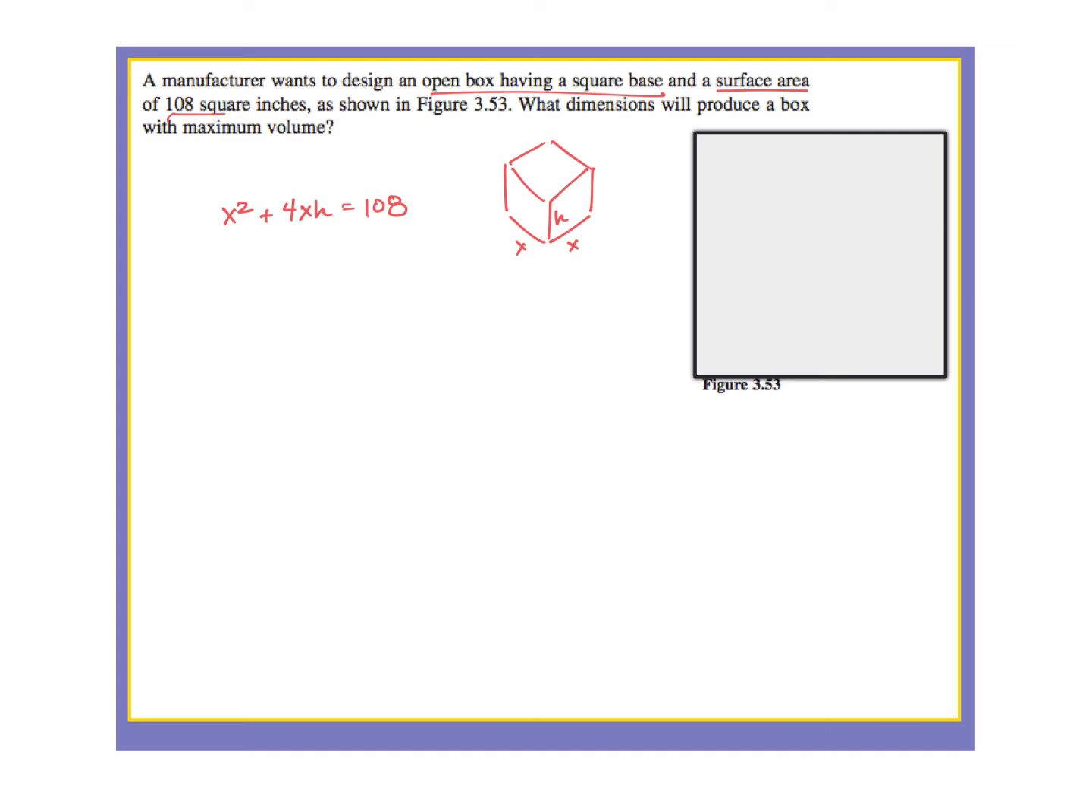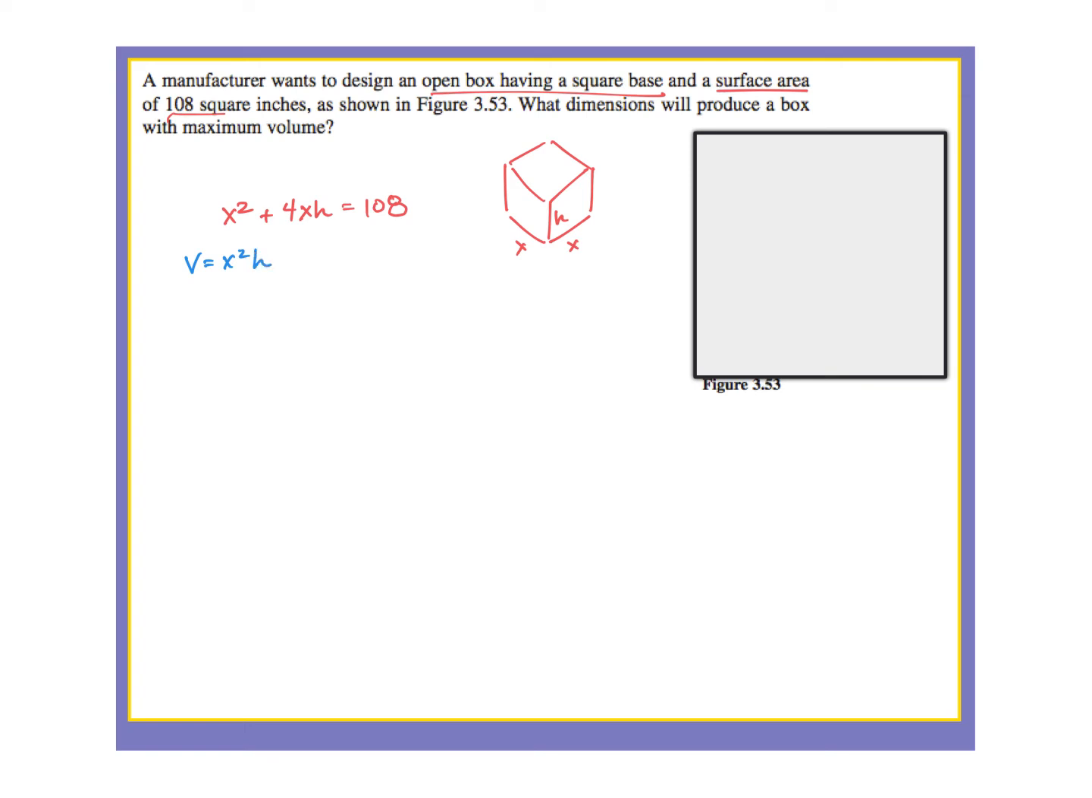Now, the question being asked: what dimensions will produce a box with a maximum volume? Well, how do we get to volume? How do you do volume of a cube or a rectangular prism? Length times width times height. So what are my length and width? x and x. So it would be x squared times h.